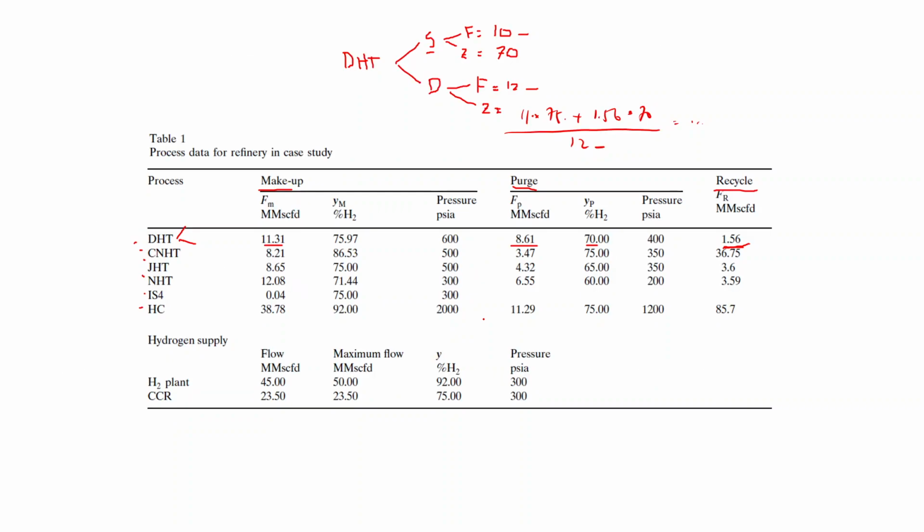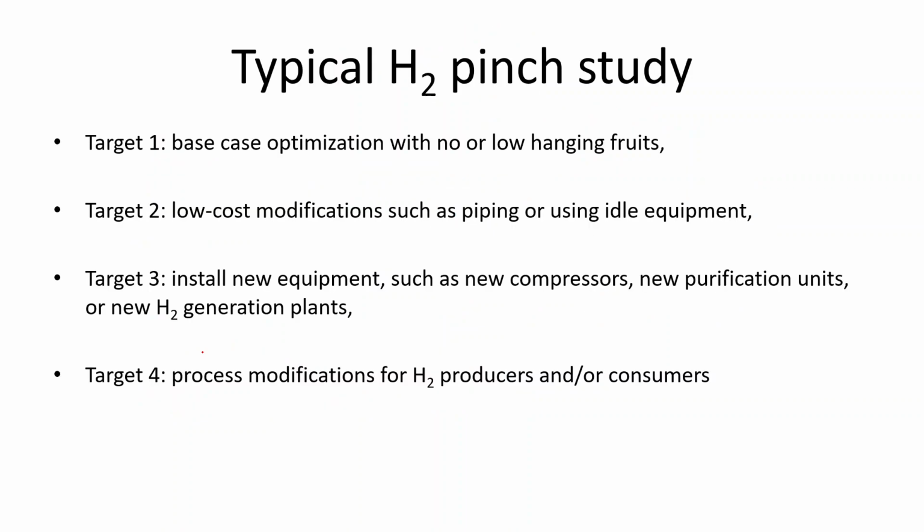Now we have the hydrogen plant, and then we have the reformer as a hydrogen supply typically. Okay. So how do we do the so-called hydrogen pinch study?